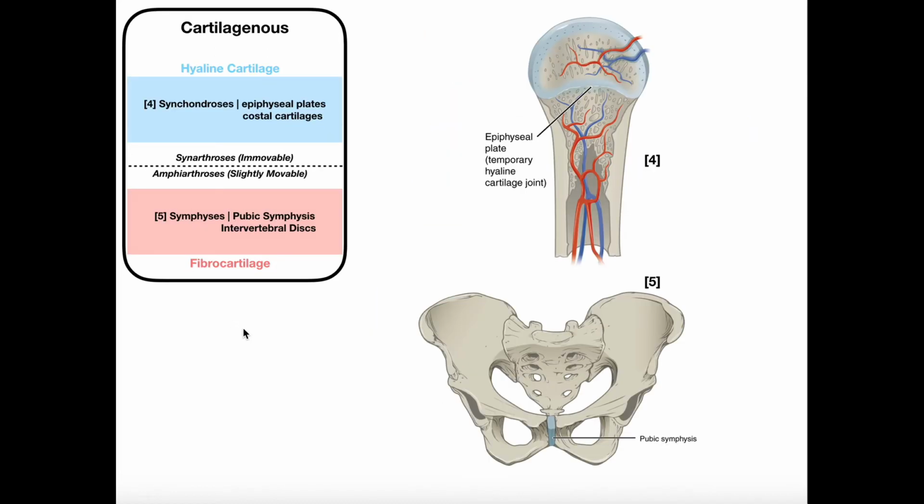All right, now we're going to talk about cartilaginous joints. Again, cartilaginous is a structural classification of these joints. There are two major cartilaginous joints we're going to look at, and they both have different functional classifications. The two cartilaginous joints are what we call synchondroses and then symphyses. Okay? So what is a synchondrosis? A synchondrosis is a cartilaginous joint where the cartilage is hyaline cartilage.